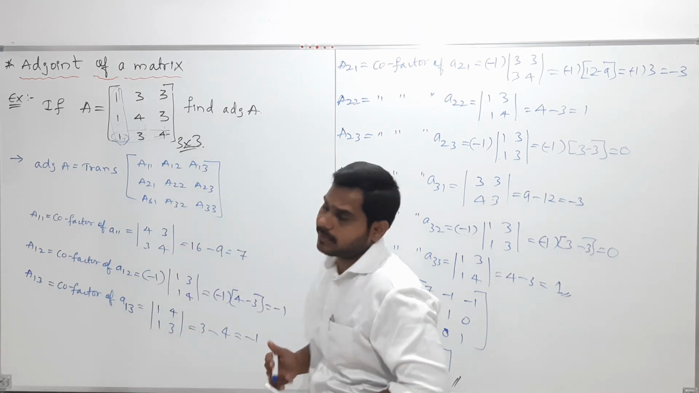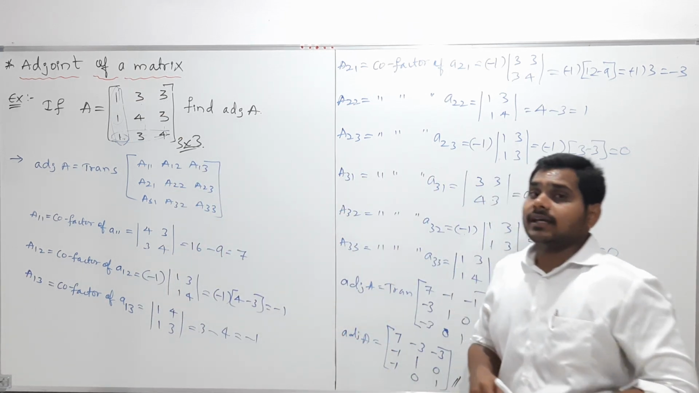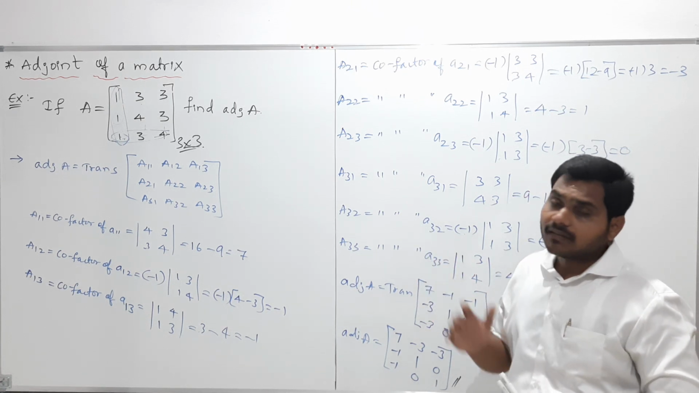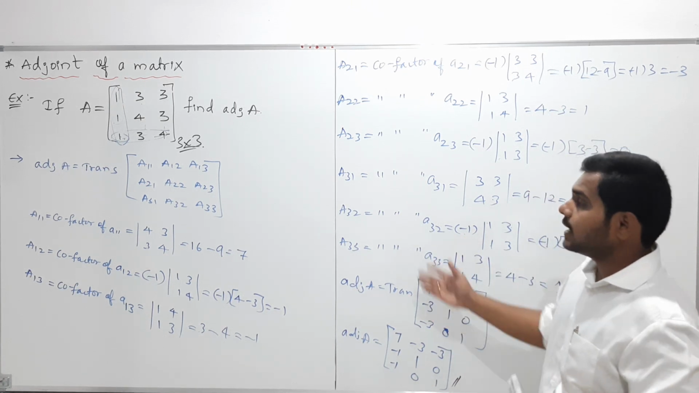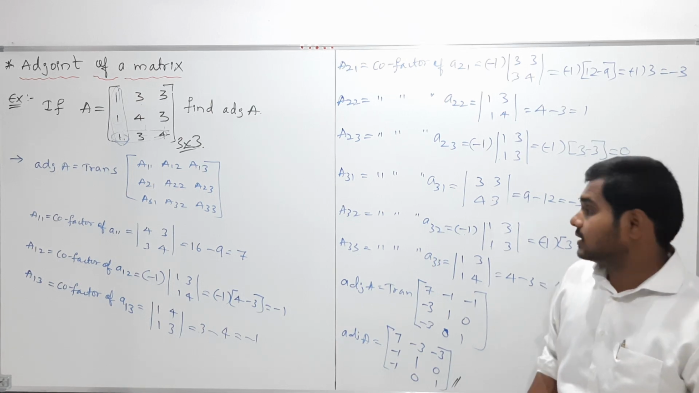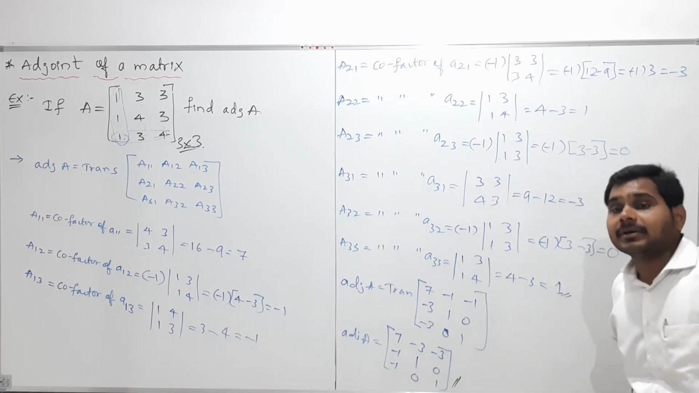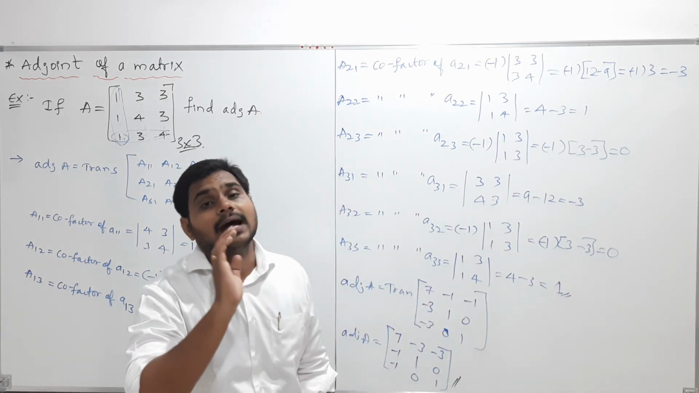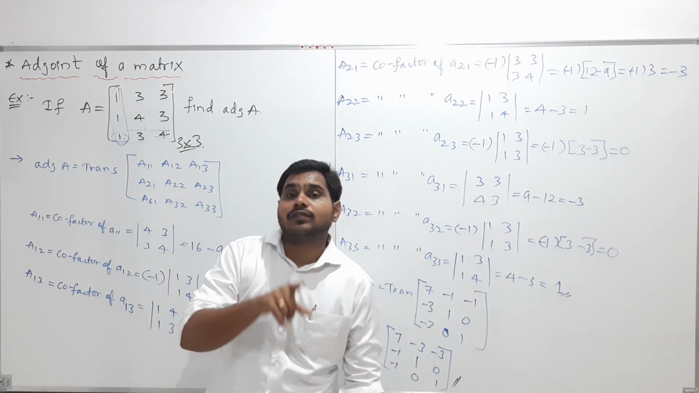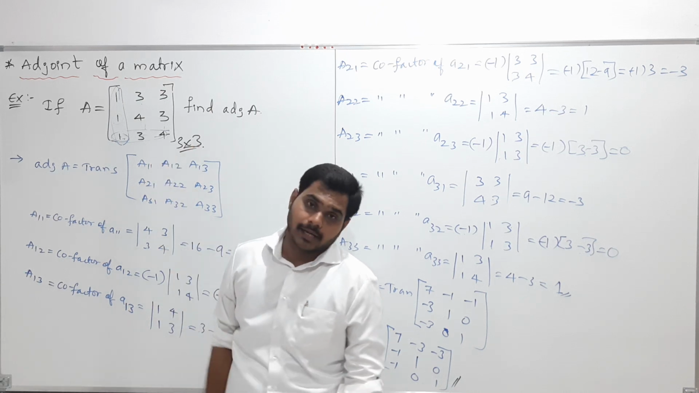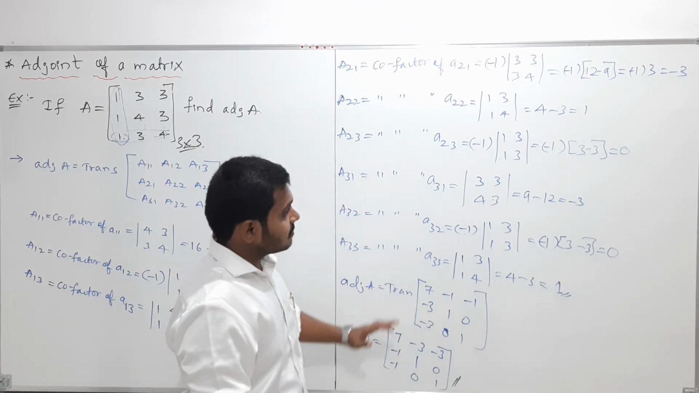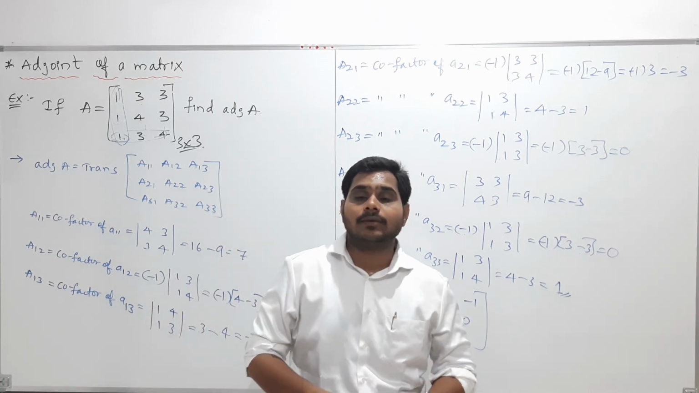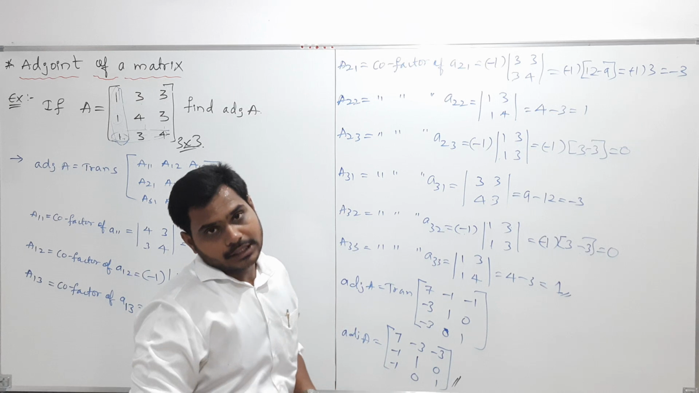Very important, my students: in solving for the inverse of a given matrix, in such cases we require the adjoint of A. How to find the adjoint, that concept we should know. For that purpose I explained how to calculate the adjoint of a matrix A of the order 3 cross 3. Clear? This is very simple. Please try to practice such type of questions so that you can calculate easily. Clear? I hope you understood.